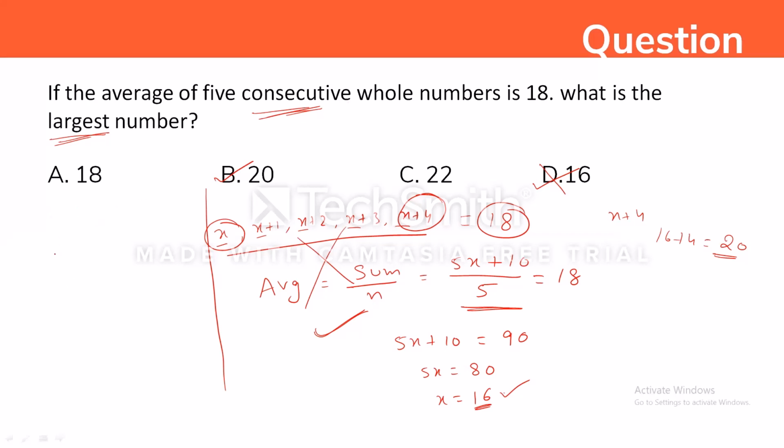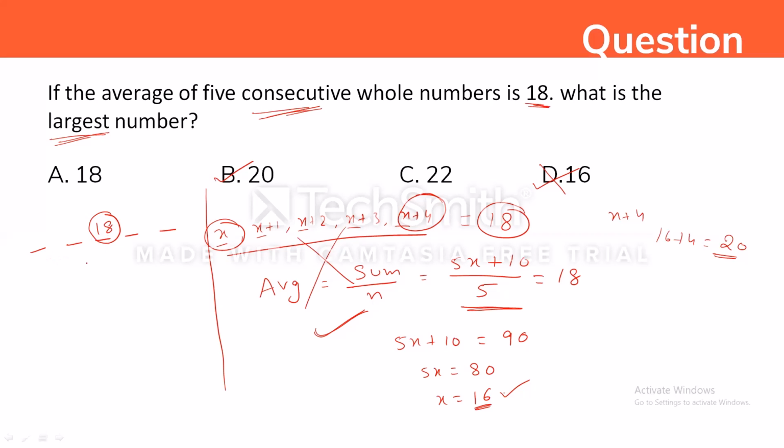Now here if you observe, in total we have five numbers: 1, 2, 3, 4, 5 — five consecutive numbers. Already we know that the average is given as 18, so directly I can say that the middle number is the average. So I can directly take the middle number as the average, since we have five numbers.